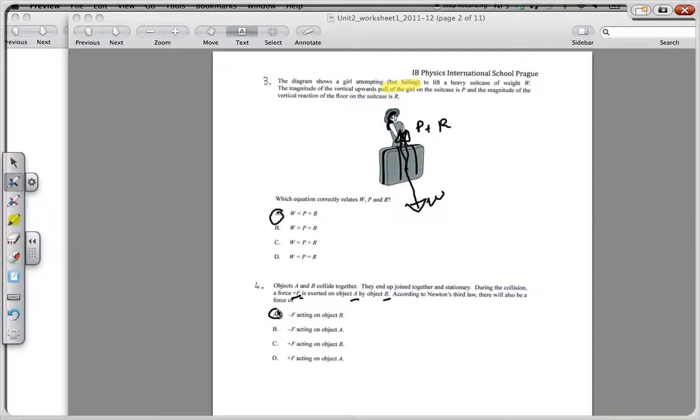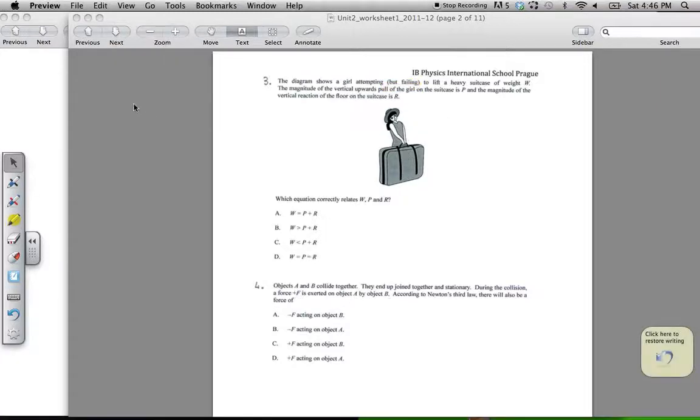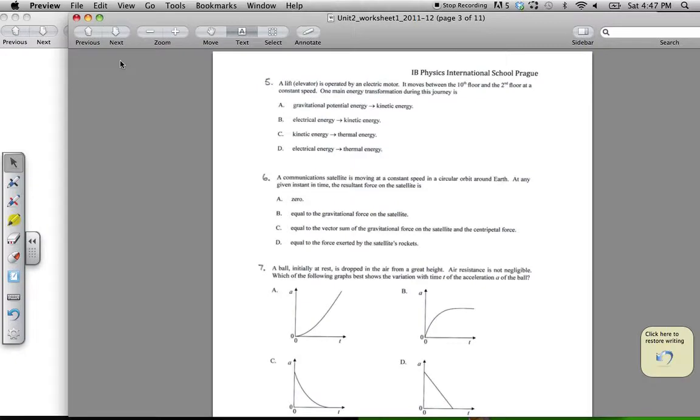So 4A would be the correct one. Good. So again, having your knowledge, and reading the questions carefully, is very important.